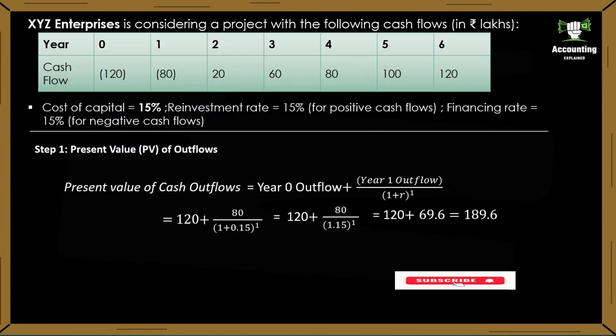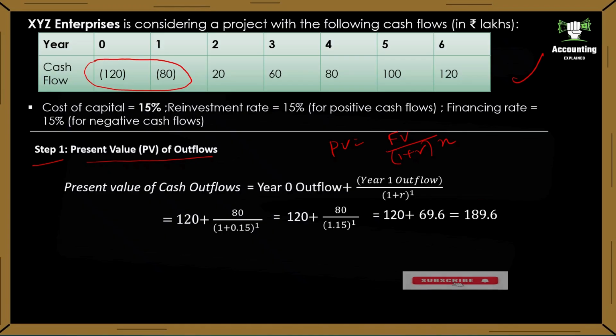Dear students, let us do the solution for this question step by step. Step 1 is to find out the present value of outflows. Here outflows are in 2 years. In year 0 happening twice, see year 0 and year 1. So the present value formula will be future value divided by 1 plus r the whole power n. First, present value of cash outflows is year 0 outflow plus year 1 outflow divided by 1 plus r the whole power 1, because for year 1 it is only for 1 year, no, so n is taken as 1.